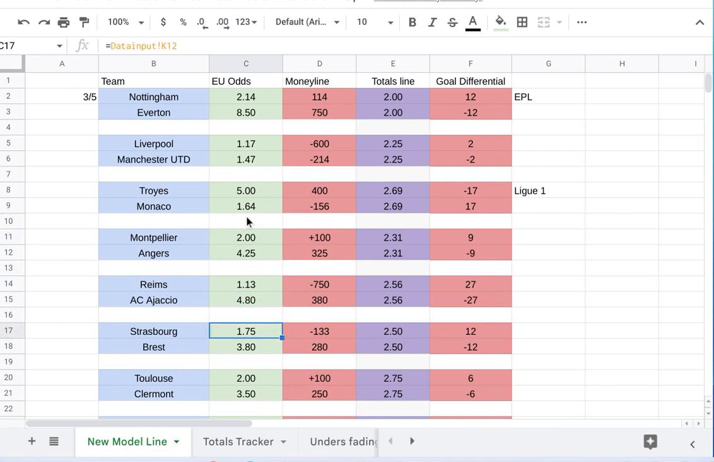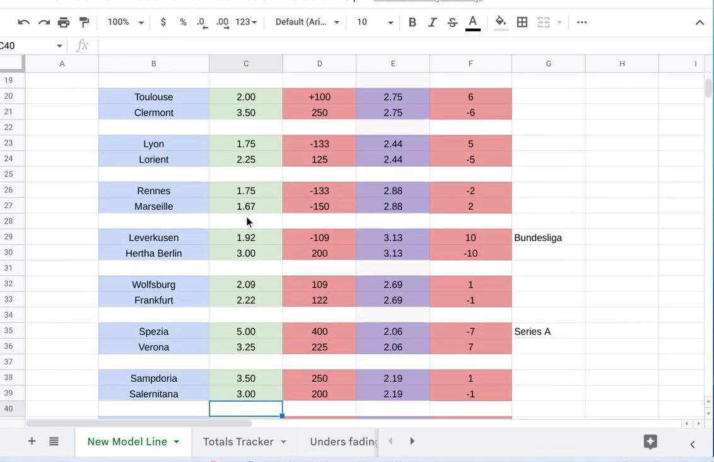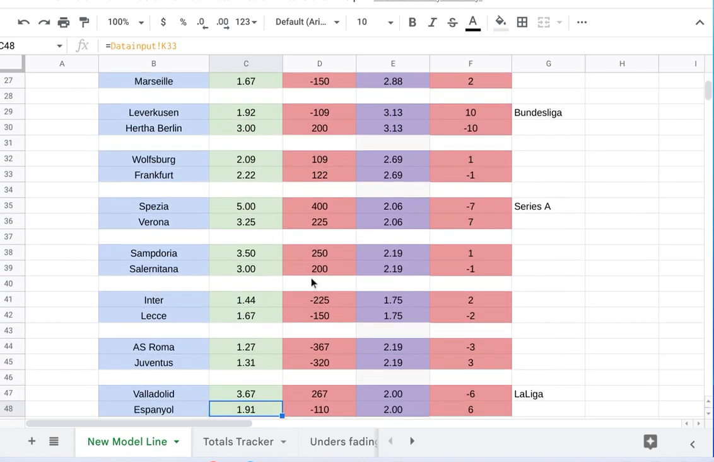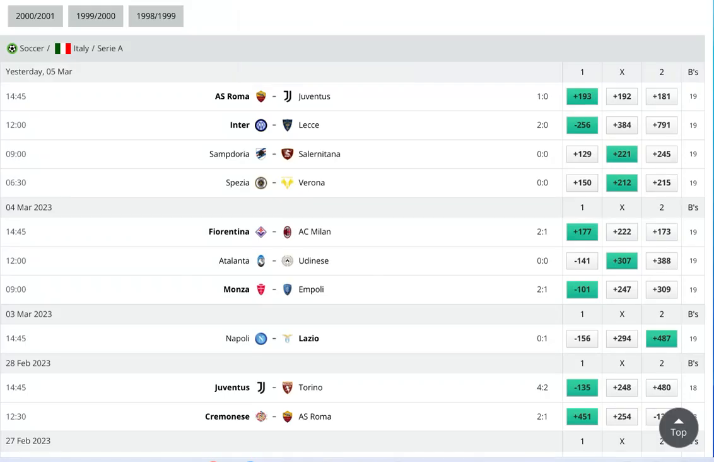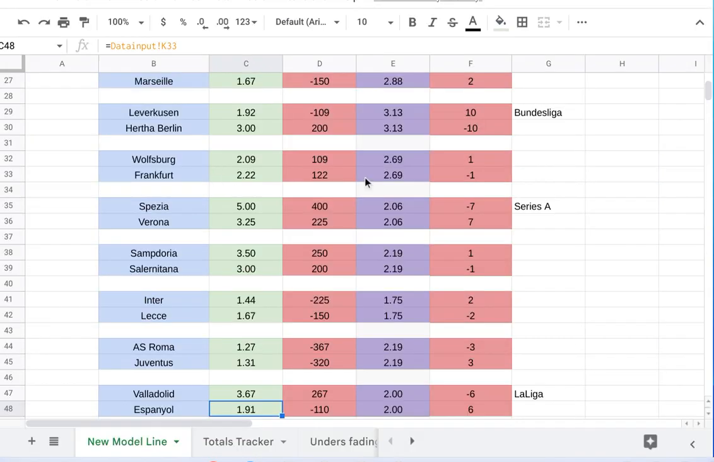All right, let's scroll down here and take a look at another one. AS Roma Juventus, again, a 50-50 game. Both teams were favorites via my line: AS Roma minus 367, Juventus minus 320. Same example, AS Roma is the home team. Home teams win more often than the draw and the away team, and they win at plus 193. So you have plus 146, plus 193.